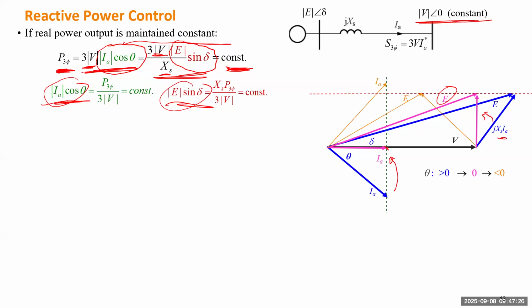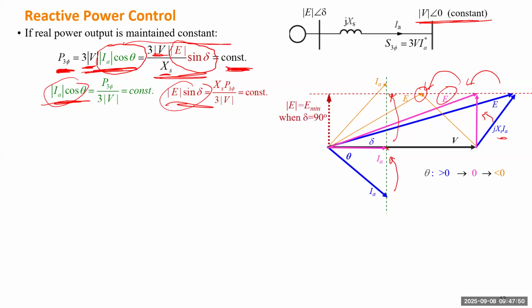And further, if we move the current to have a negative theta angle, which is a leading power factor, leading the voltage phasor, the excitation voltage will further move to this location, but still moving along the horizontal line.